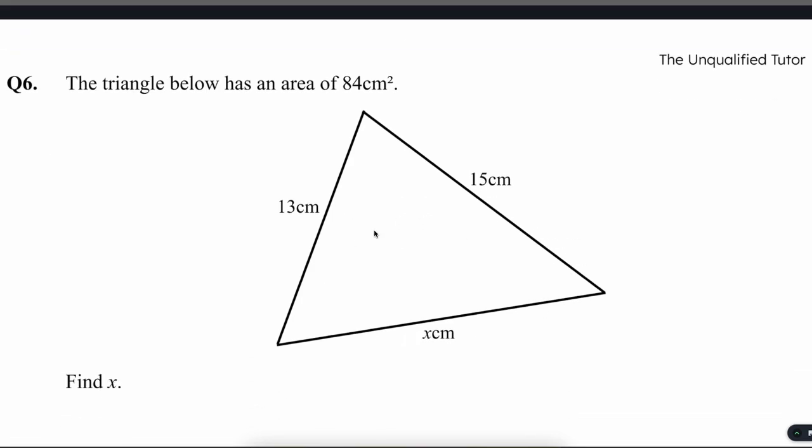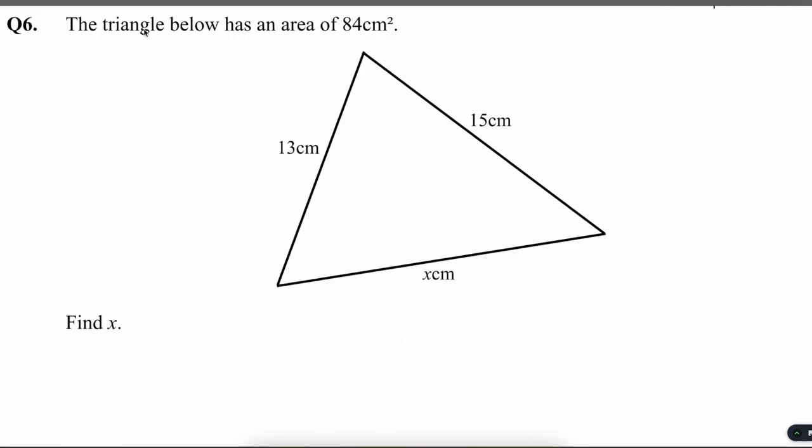Okay, so this is where the questions ramp up a little bit in difficulty. We're given a triangle below has an area of 84 centimeters squared. Find x. So we've got 3 sides. Well, 2 of the sides are given, and 1 of the sides we have to find. So this is quite a difficult question, actually. Probably the most difficult question that's towards the start of the paper, because it's one where you have to use your head to try and think about, okay, because I don't have a calculator, I can't just use angles. I can't just use half AB sine C because we don't know what C is.